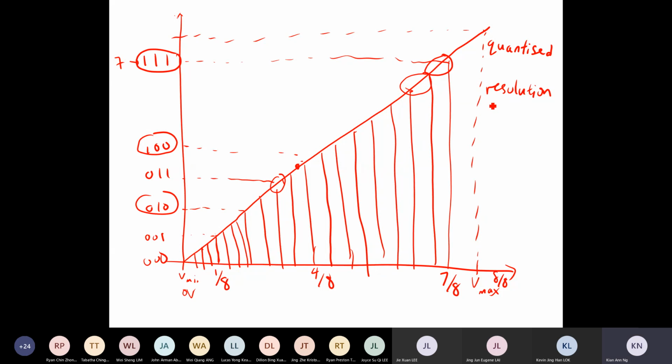So a higher ADC with a longer bit width will have a higher resolution. This is what it means, right? For a 3-bit ADC, the resolution level is 1 over 2 to the power of 3. Your resolution level is only 1 over 8. Anything that's in between will be either averaged out or rounded up or rounded down. So this is how the A to D converter will work. Okay, so take note of that.